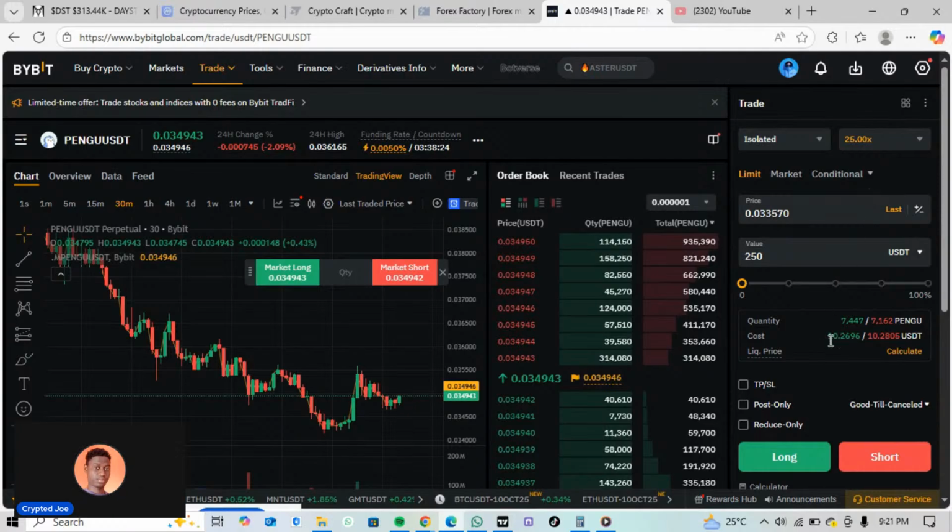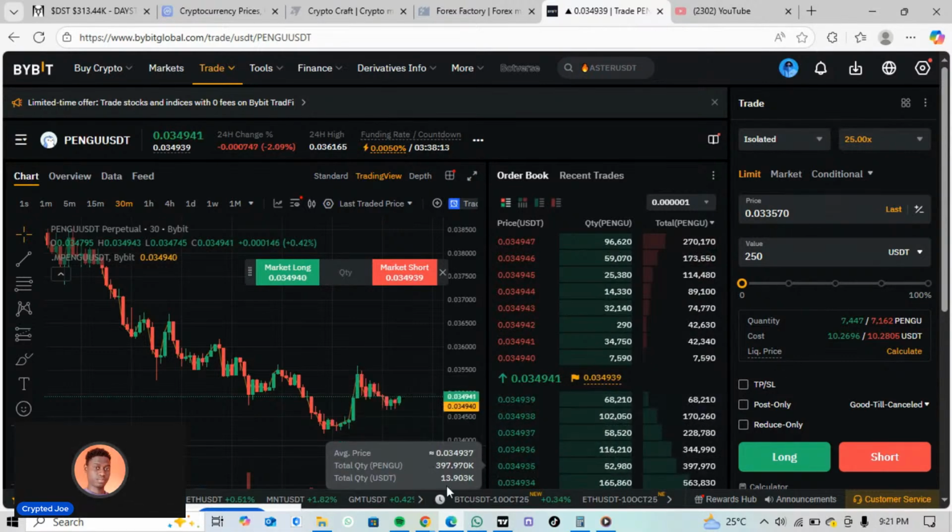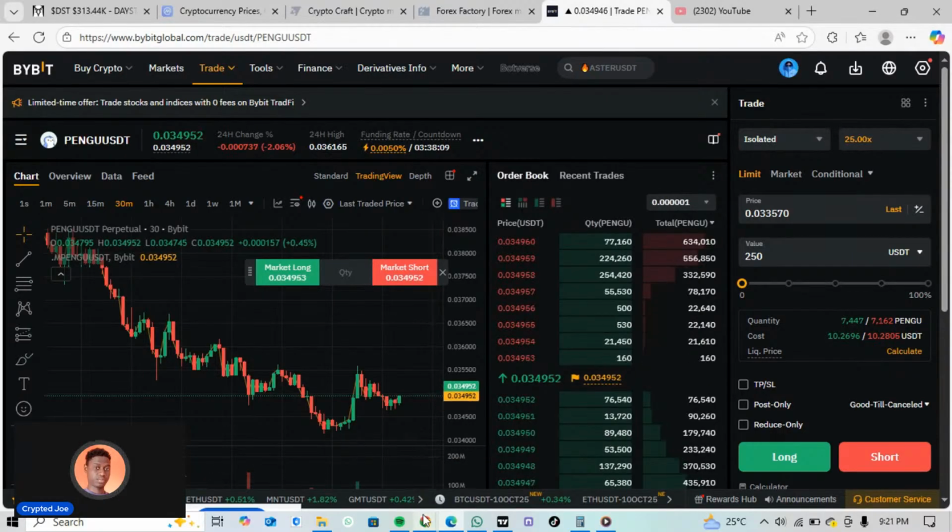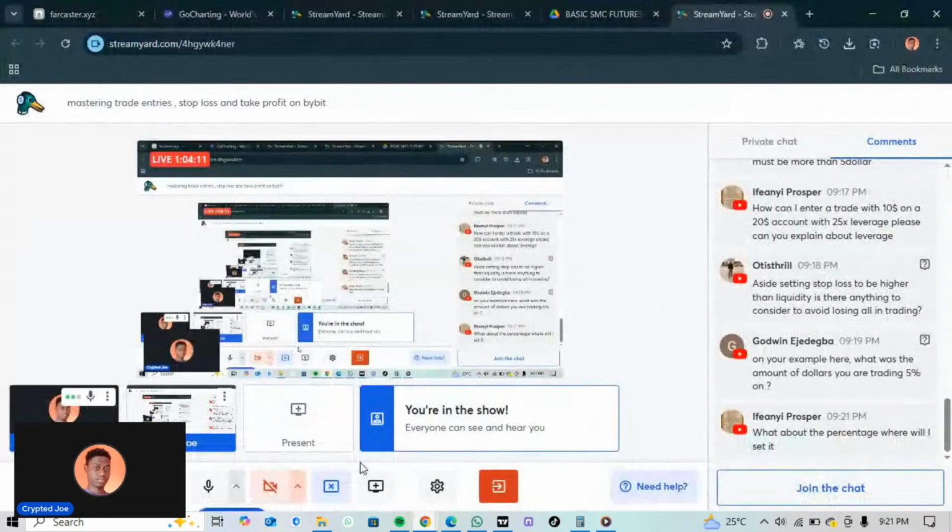So it doesn't matter the cost or the amount you're entering the trade with. Just make sure that if you are taking a trade, your stop loss should be far away from your liquidation and you'll be safe. You hit your stop loss and lose that particular amount instead of losing the whole of the amount you entered the trade with. You understand? So that's it about it.